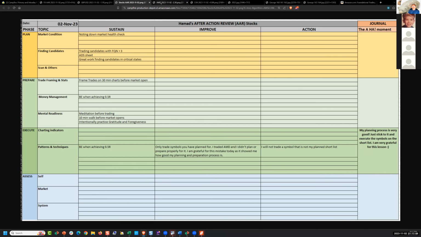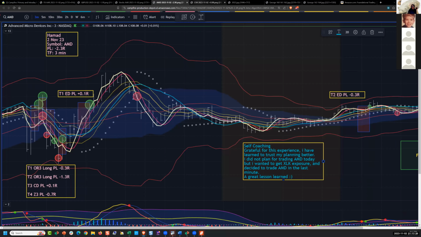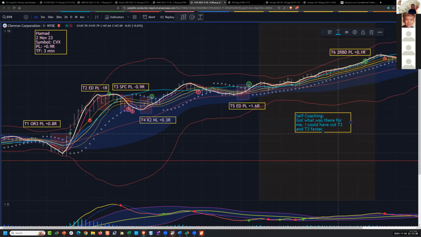In his stocks, he's reinforcing the fact that his planning process is good. He learned today not to trade things he didn't plan, and AMD was not planned or prepared, and it did not go well because he didn't really have a rehearsed plan on what to do. Late getting in and too jumpy inside here. And then when he did hit one, he stayed too long. But Chevron is one he did rehearse, and that one, he ground out just like he's supposed to.